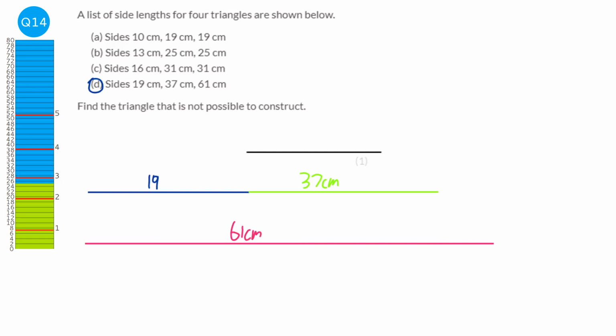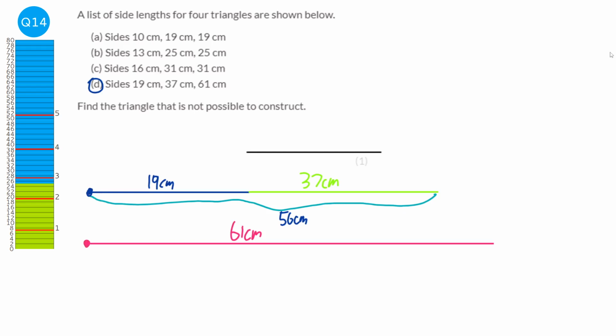Now, looking at the first 2 sticks, the combined distance of them, so when we add them together, 19 centimeters plus 37 centimeters, is 56 centimeters. So that's the combined width of them. And you can see that that actually wouldn't be able to create a triangle if the third stick is 61 centimeters.